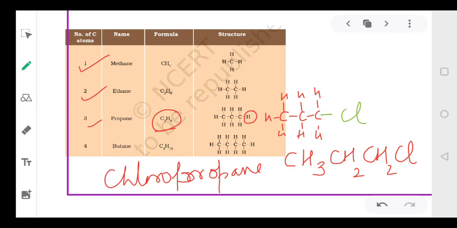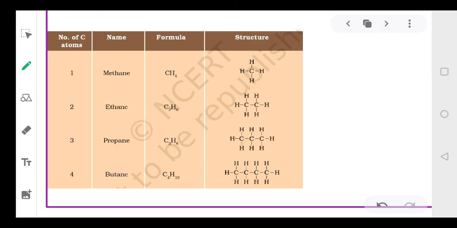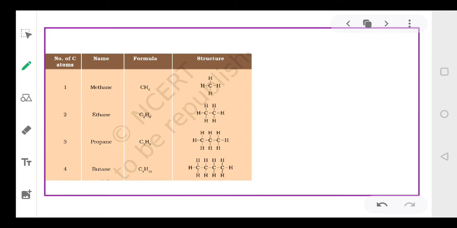Okay, so the chlorine atom has replaced the hydrogen atom. And earlier it was called propane, now it will be called chloropropane. So likewise you will do it with butane. One hydrogen atom will be replaced by a chlorine atom, and you will have a compound which is called chlorobutane. Okay dear students, is it okay? As I told you, in this case you will have chlorobutane.